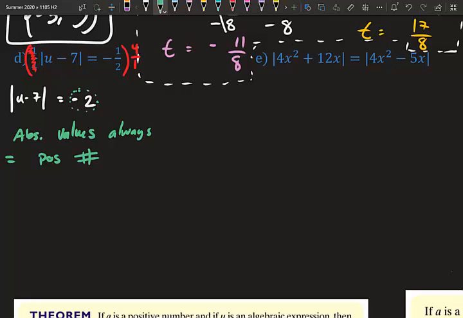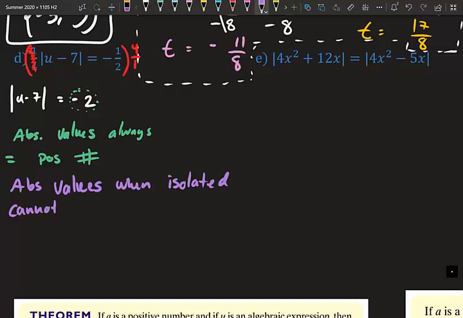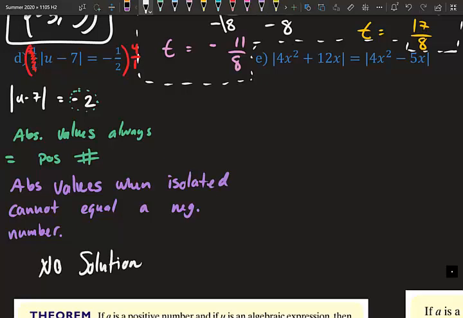So I'm actually going to write that out. Absolute values, when isolated, cannot equal a negative number. So since it cannot equal, we say this is no solution. You can't solve it. There's no such thing to solve this, so it doesn't exist. And that's it. We keep moving on.